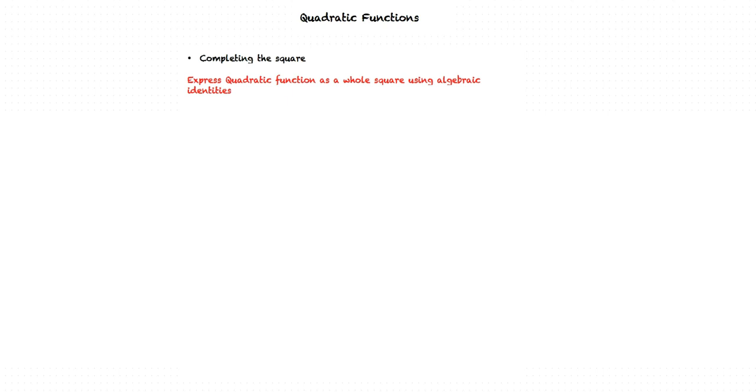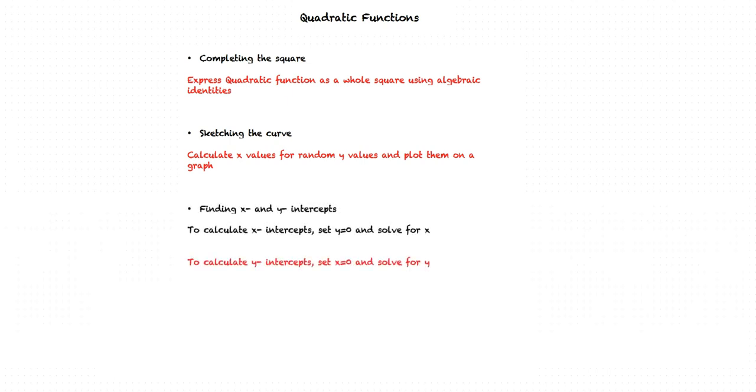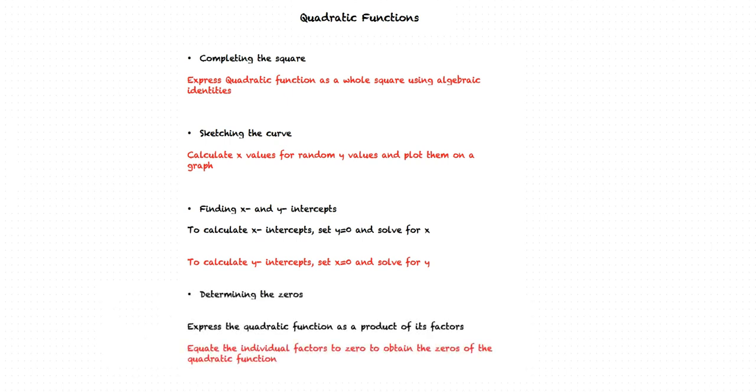Next, we sketch the curve of the quadratic function. We make a table where we calculate the x values for given y values and then plot them on the graph. To determine the x-intercepts, we set y equals 0 and solve the equation for x. And to determine the y-intercept, we set x equals 0 and solve the equation for y. To determine the zeros of the quadratic function, we express the quadratic function as a product of its factors and finally equate them to 0. Perfect!